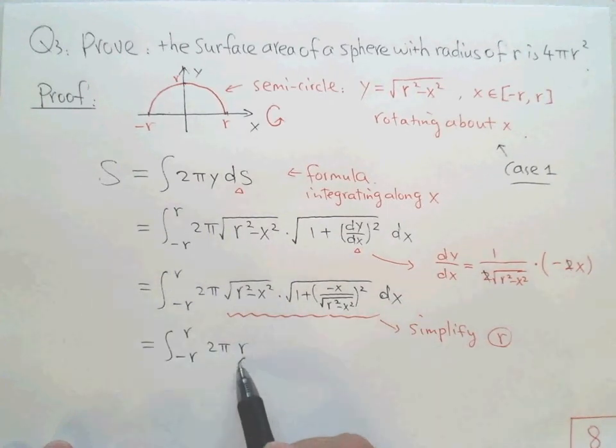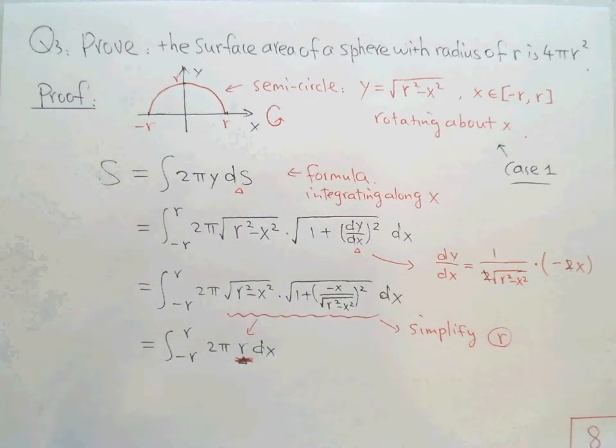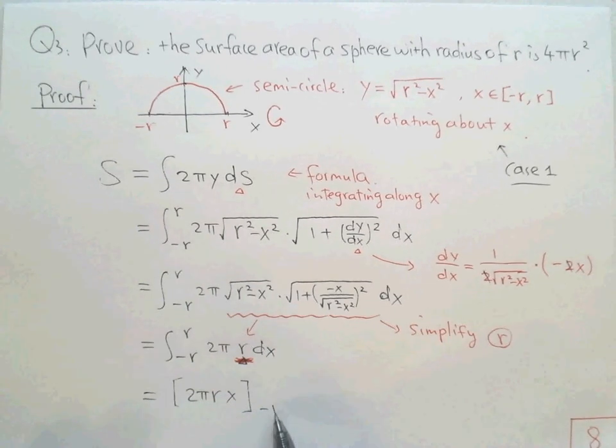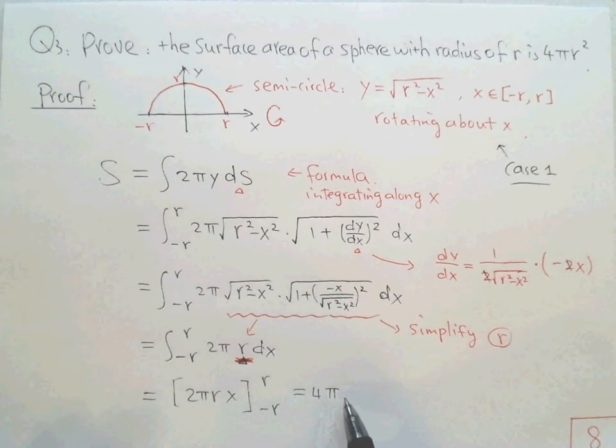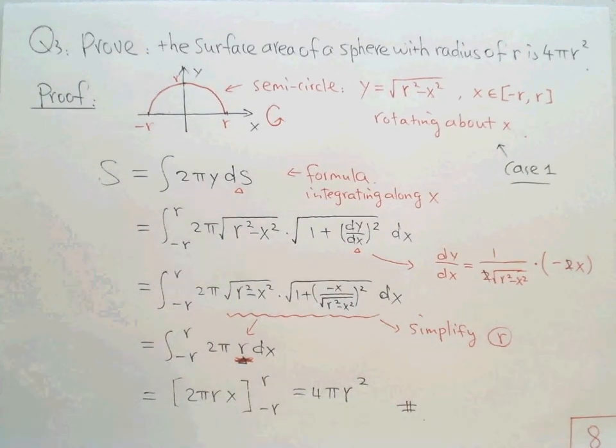If I put r there, we get the integral from negative r to r of 2 pi r dx. Now 2 pi r does not depend on x, so it is a constant. The antiderivative is 2 pi r times x, because taking the derivative goes back to 2 pi r. Now it's easy: evaluating from negative r to r, we get 4 pi r squared. Is this what we need? Definitely. Have we got the formula? Yes, we do. And that's all. Thank you.